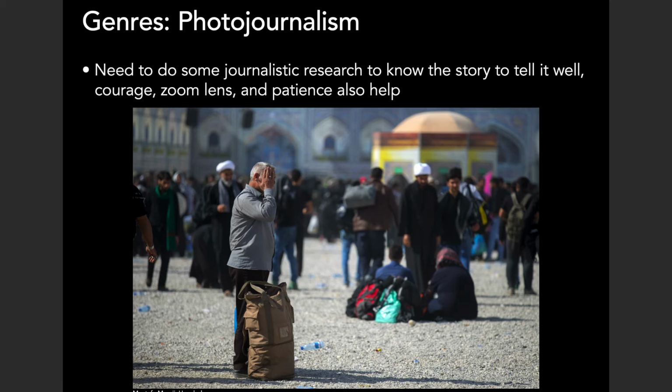A good photojournalist often has a lot of courage, right? These people are going into war zones. They're going into places where they're maybe not welcome. And they get in there and they get the photograph that they think they need. A zoom lens can be a really helpful lens to have with photojournalism, again, because you don't have to be so close. You can stand back and observe the story as it unfolds. And just like candid photography, patience and being willing to capture the right moment and wait for it is really important in photojournalism.